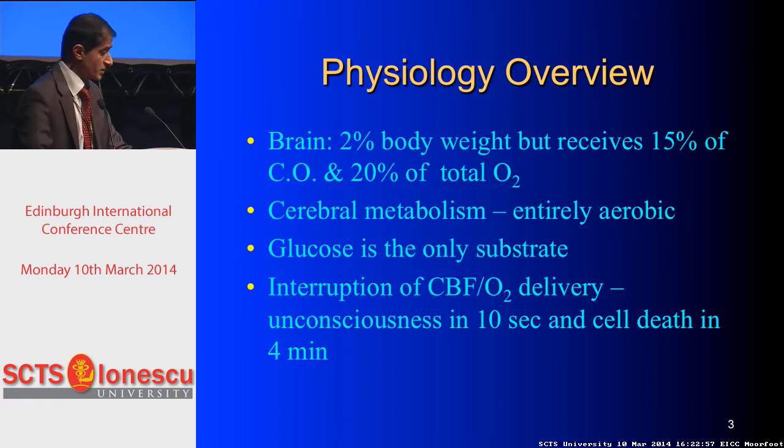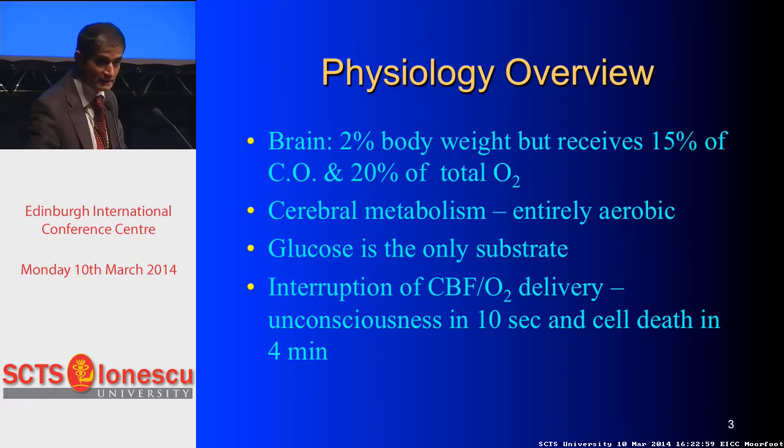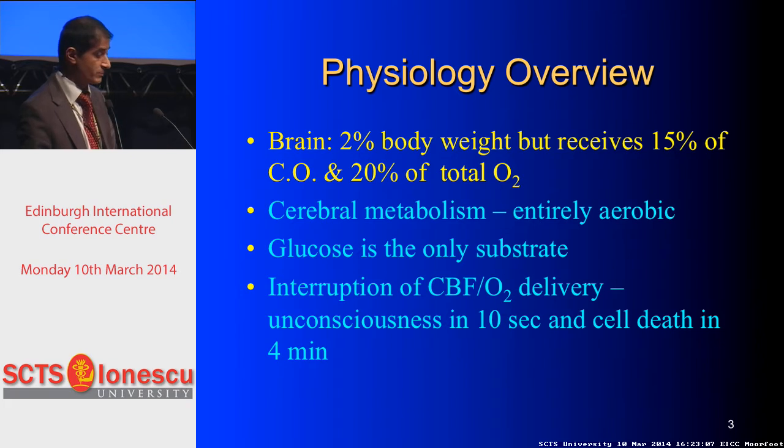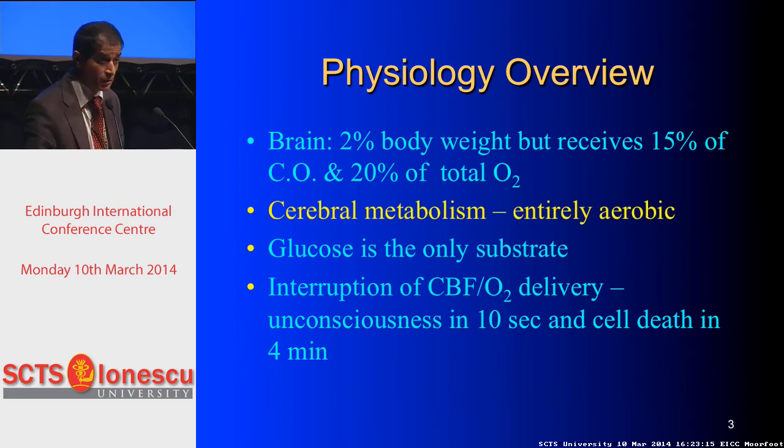So let's get down to business. There are some hard facts about cerebral physiology. As you know, brain is only about 2% of the body's weight, but it receives 15% of the cardiac output and consumes 20% of the body's total oxygen, and that's at rest. The cerebral metabolism is entirely aerobic. It has no capacity to sustain anaerobic metabolism. It is simply not equipped for it. So it depends on a constant supply of oxygen to survive.